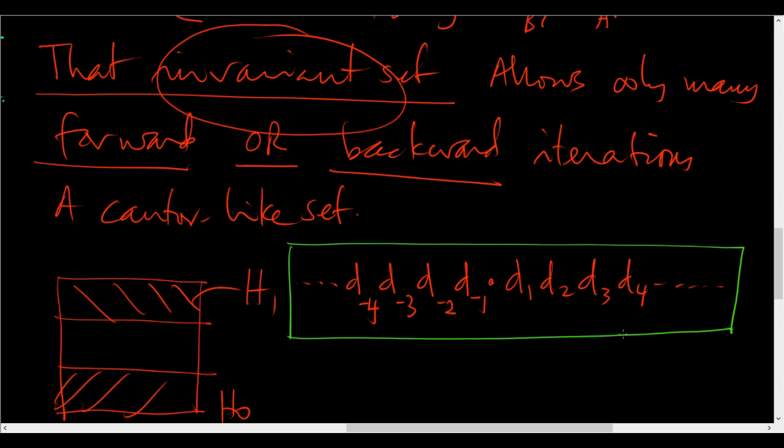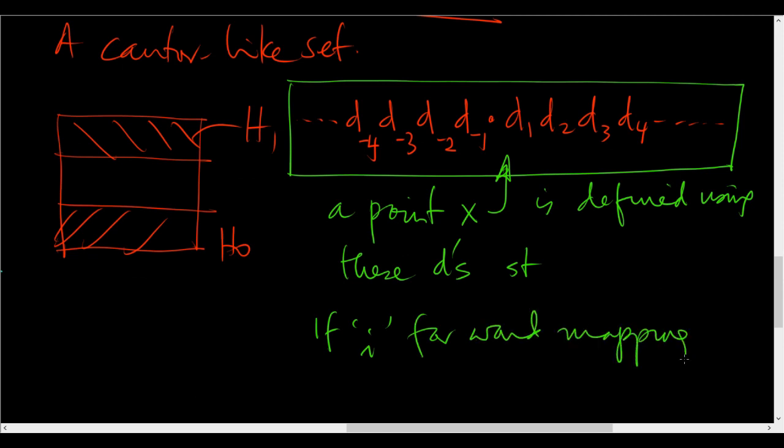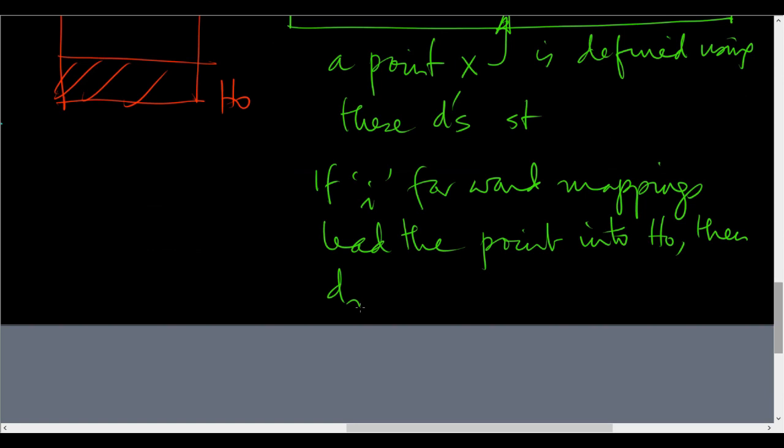Okay, and why is this important? How is this defined? A point X is defined using these D's such that if forward mappings lead the point into H0, then di equals 0, and if something leads into H1, then di equals 1.